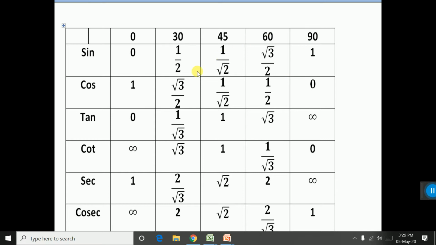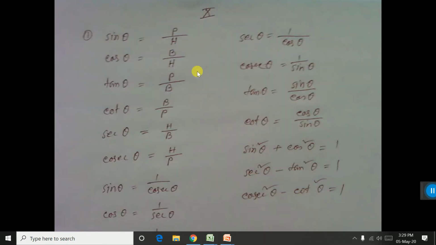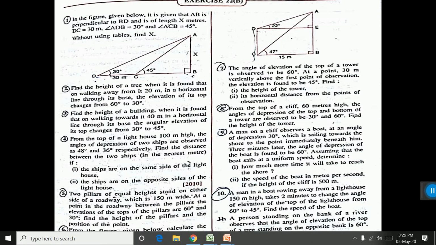And this is the table required to solve the sums. These are the formulas required, already explained. You can take a screenshot of this page. These are the sums I want to solve.